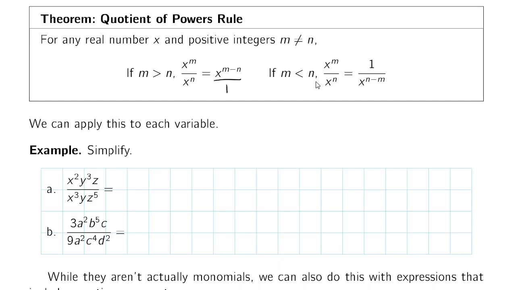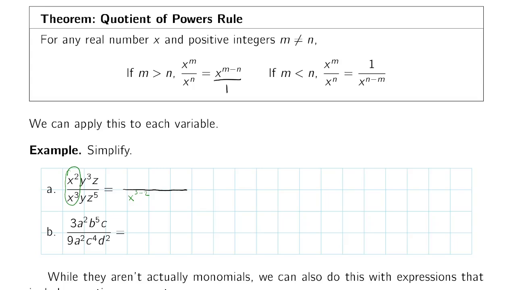We'll go through and apply this to each variable, and we can also cancel common factors of any numeric coefficient. So here we have x to the third, y to the third, z, over x to the third, y, z to the fifth. So I'm going to go through one variable at a time. For my x's, the greater variable is in the denominator. So I'll have x to the power 3 minus 2.